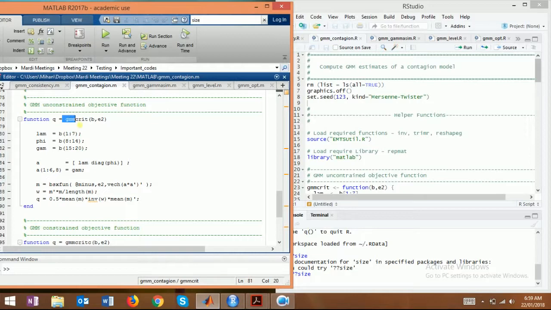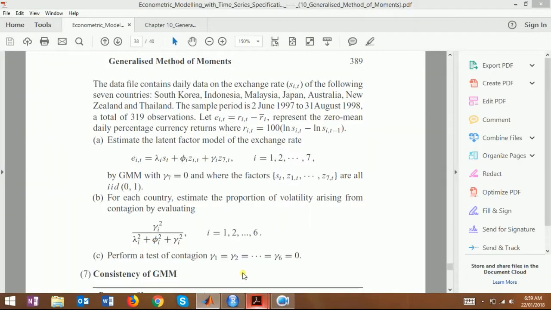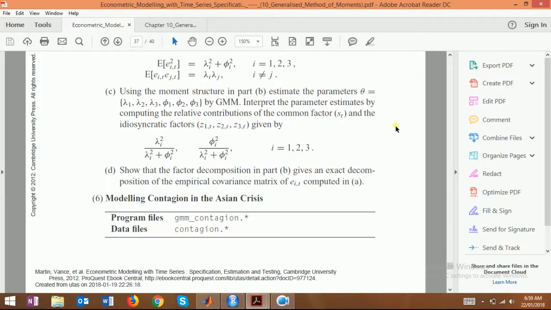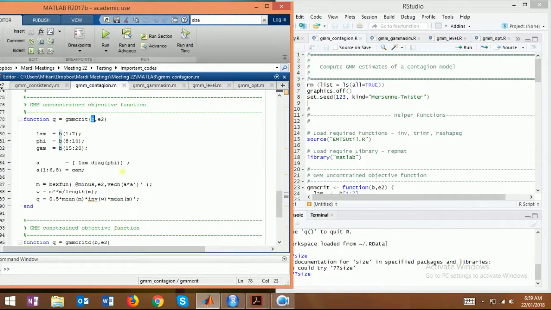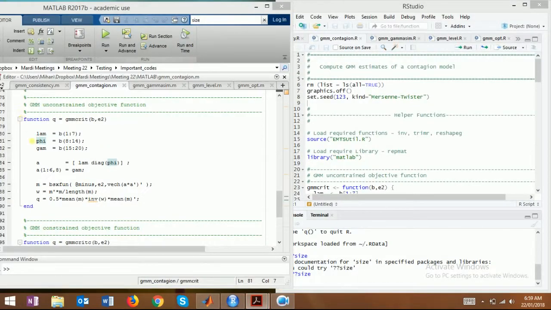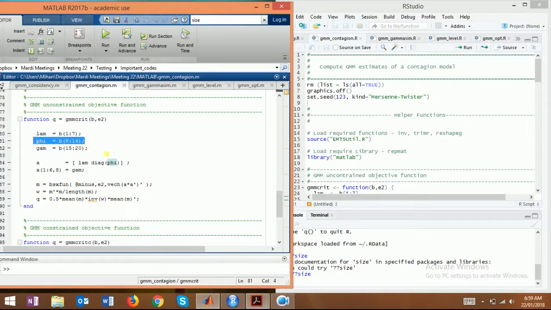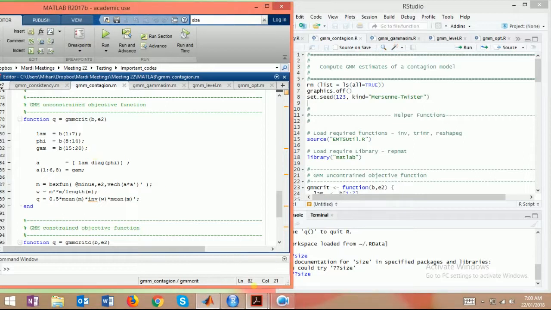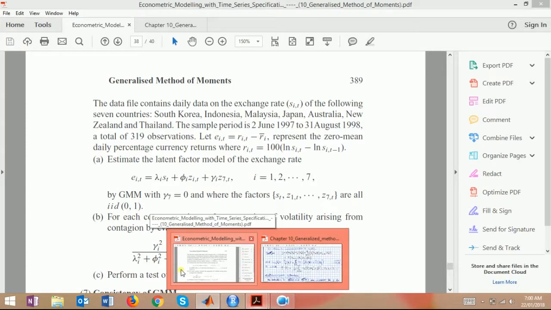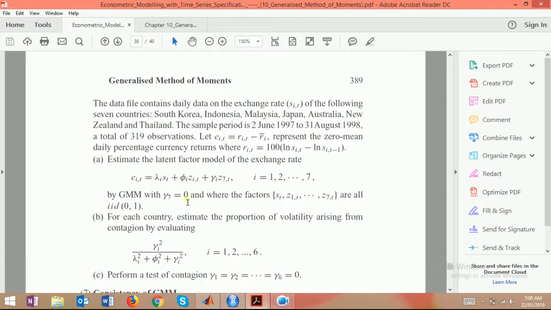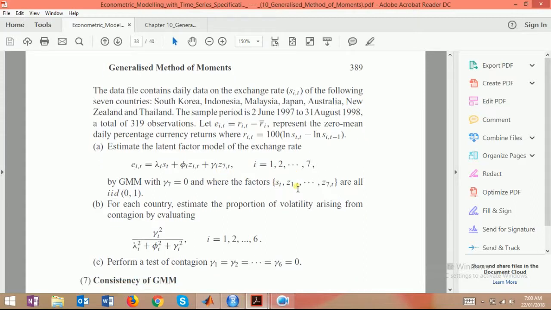In the case of the unconstrained function, we create the function GMM create with theta including all the unknown parameters, and we have the residual. Lambda is the first 7, because with 7 countries we have 7 lambdas and 7 autoregressive parameters phi. Then we have gammas. How many gammas? We have 5 gammas. The question is, why do we have 5 gammas? So start with lambda and then gamma. Gamma 7 equals 0.